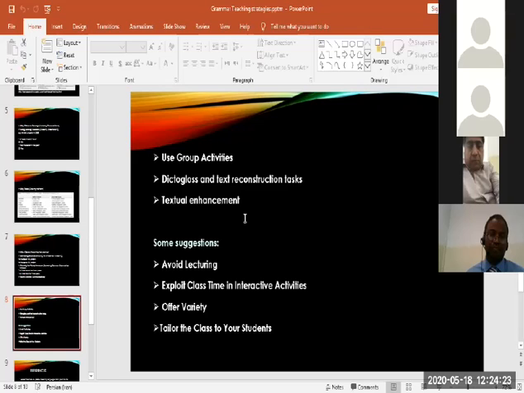There are also other strategies like dictoglossing and text reconstruction tasks. Dictoglossing might be a new term for you. I'm going to elaborate on that. It involves reading a text which is actually written by an English native speaker.